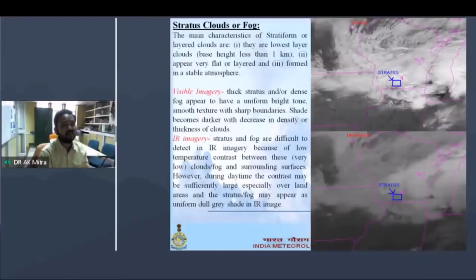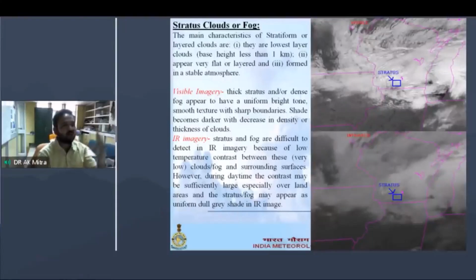Now stratus cloud and fog. From the visible imagery, a thick stratus or dense fog appears to have a uniform bright tone. From IR imagery, it is difficult to detect, because the temperature contrast is very low. That is the reason we cannot detect low cloud from the IR.